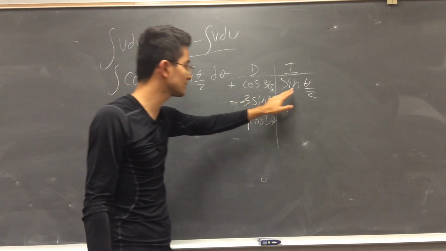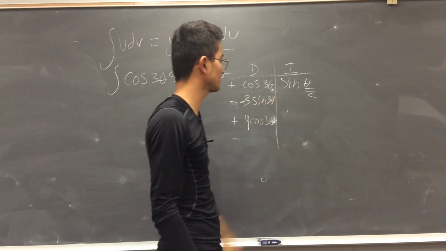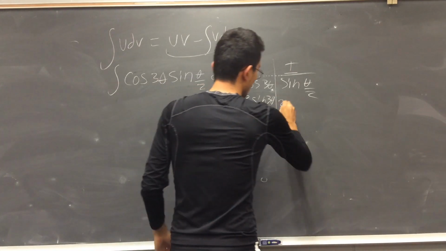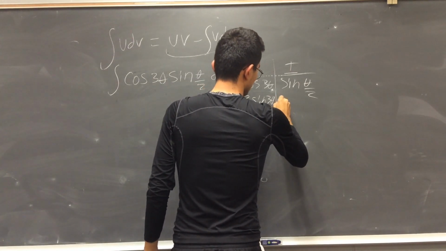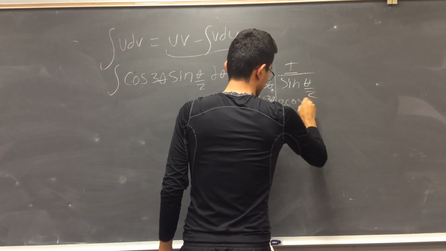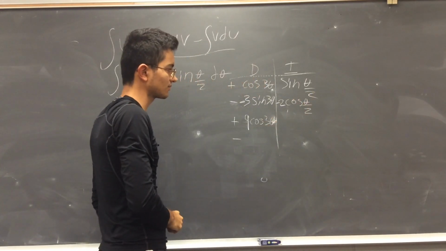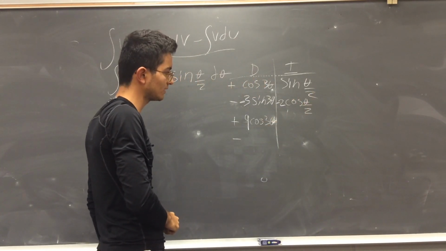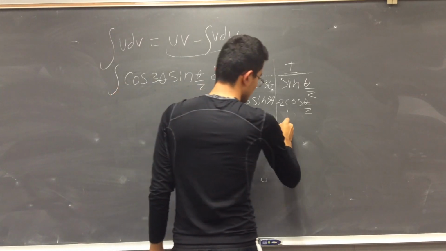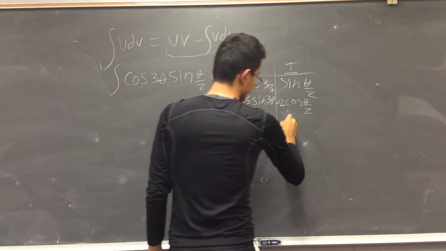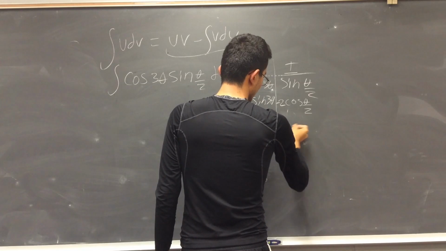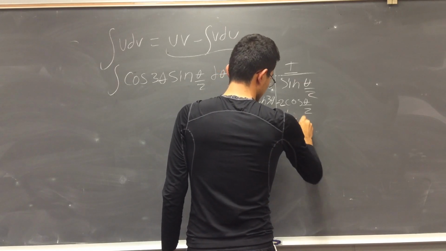Now, let's integrate this. We're going to have the integral of sine theta over 2, which is negative 2 cosine of theta over 2. Integrate negative 2 cosine theta over 2, and that's going to give you a sine, right? So that's going to be negative times negative, which is positive, so that's going to be 4 sine theta over 2.